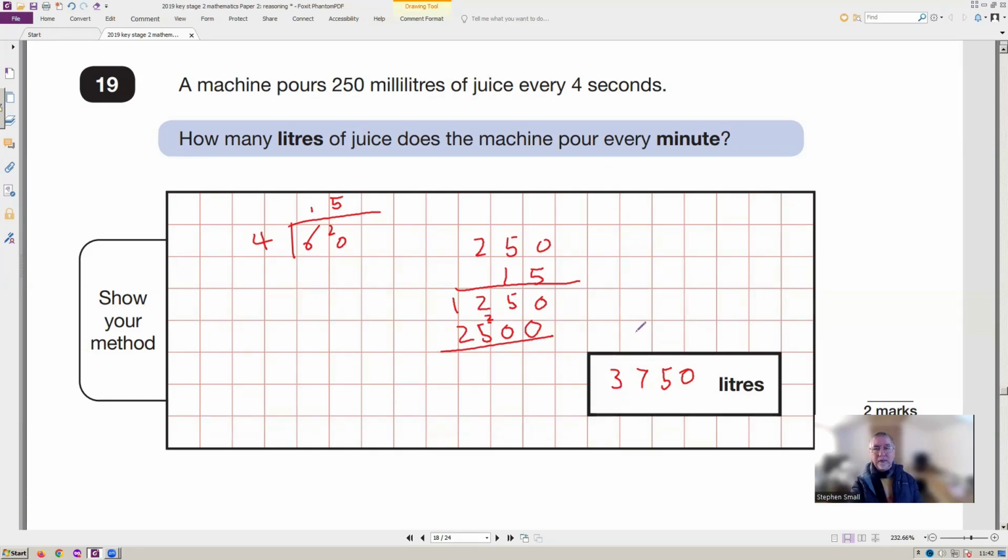And it's liters. So this is milliliters I've just calculated. So to change it to liters, you have to move the decimal point 3 places because you've got 1,000 milliliters in a liter.